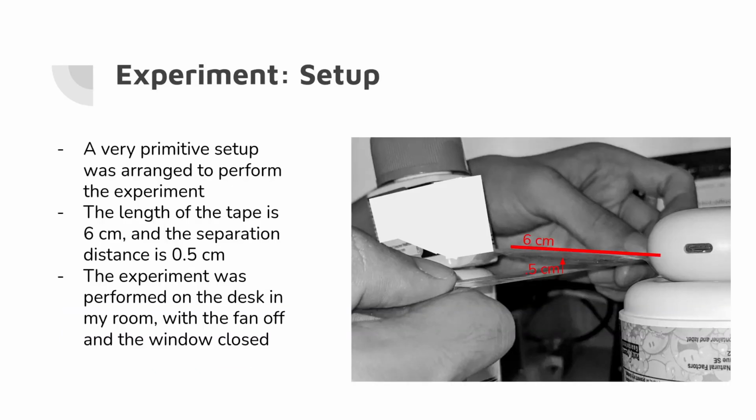Here is the very primitive setup I created for this experiment in my room. So we have the two pieces of tape which are held in place by a few plastic bottles and other random objects. Then we measure that the length of the tape is 6 centimeters and the separation distance is 0.5 centimeters. Furthermore, the fan was turned off in my room and the window was closed to eliminate any external disturbances that may skew the results of the experiment.